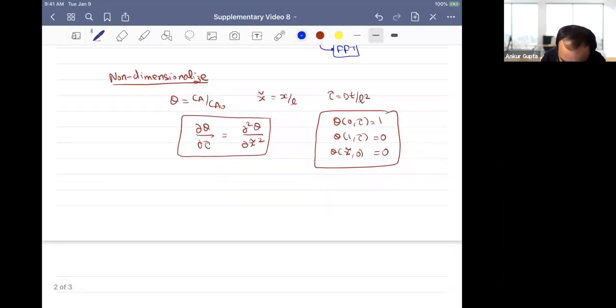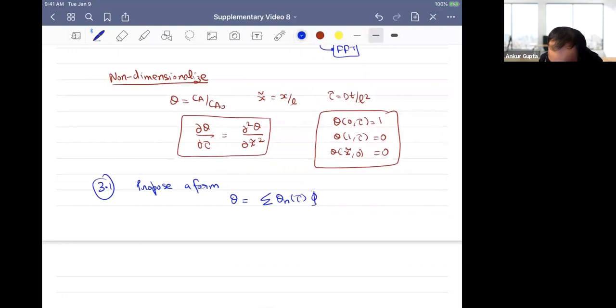So when we apply the FFT, we first propose a form. So propose a form of FFT, and to do that, like we have discussed before, we can write this as summation of theta n of tau phi n of x tilde, where phi n of x tilde is the basis function, right? And why did we choose theta in tau and phi in x? Because the boundaries are in x. The finite coordinate boundaries are in x.